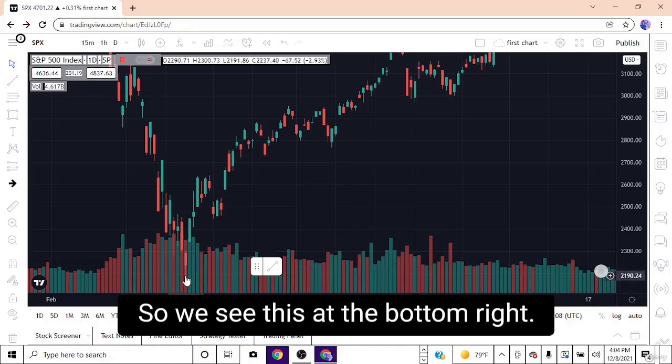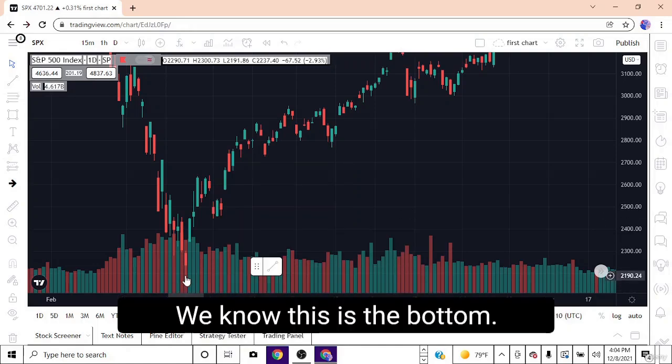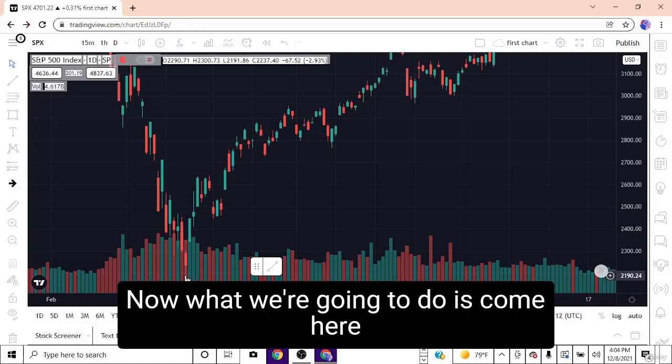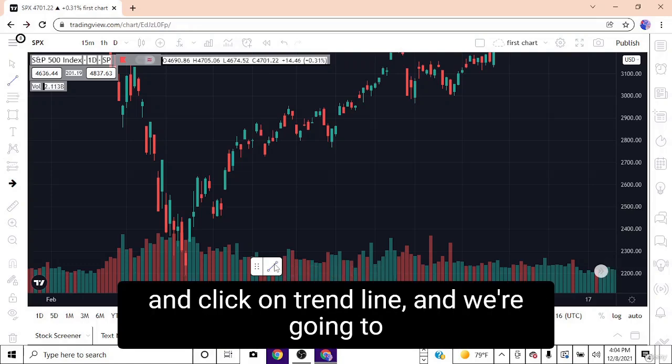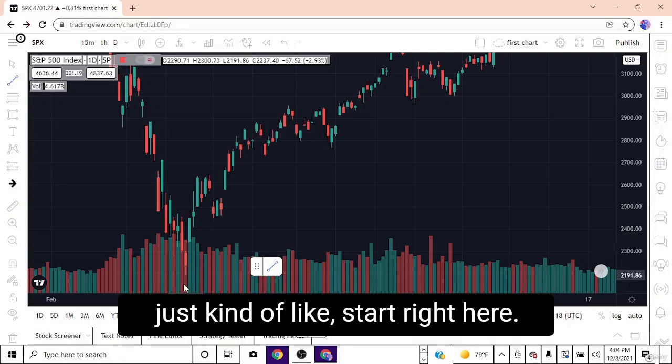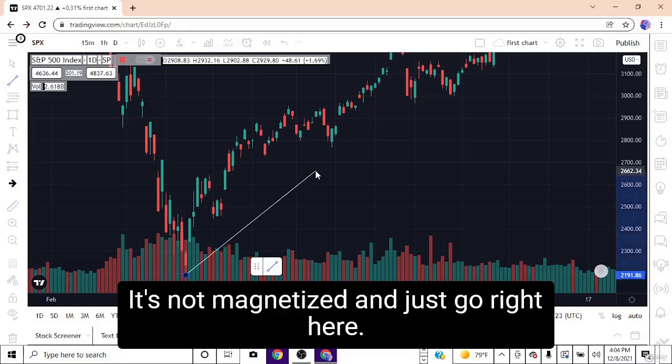So we see this is the bottom, right? We know this is the bottom. Now what we're going to do is come here and click on trend line, and we're just going to start right here. It's not magnetized, and we just go right here.